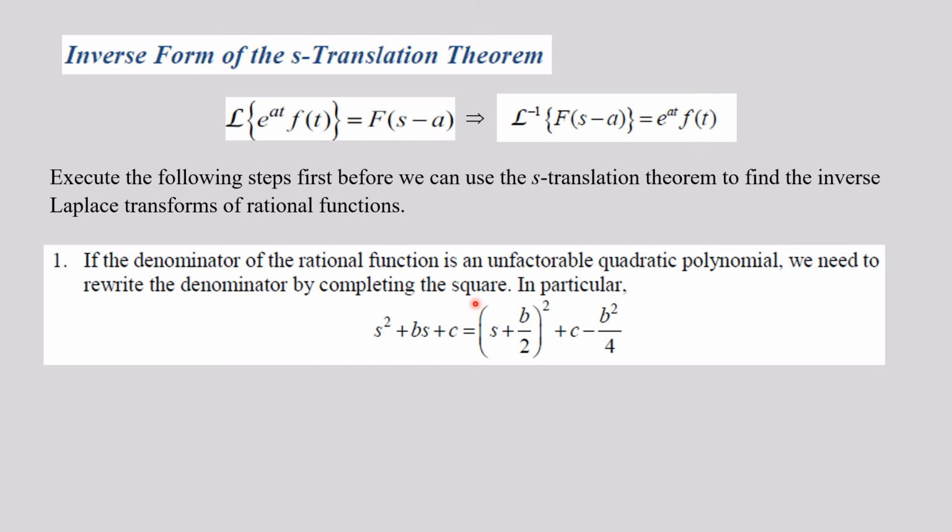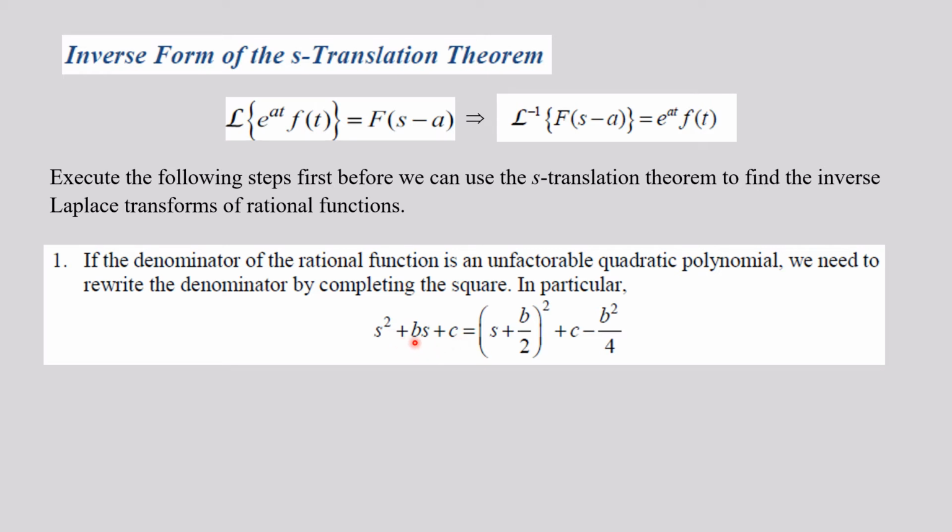Okay, so check for the denominator. Is it quadratic? And if it is quadratic, can that quadratic factor be factorized or not? If it cannot be factorized, then complete the square of the denominator. For example, this is a quadratic factor, s squared plus bs plus c, and this quadratic factor cannot be factorized. So what's the formula to complete the square of this quadratic factor? This is how it's done. Take note that b and c are constants.